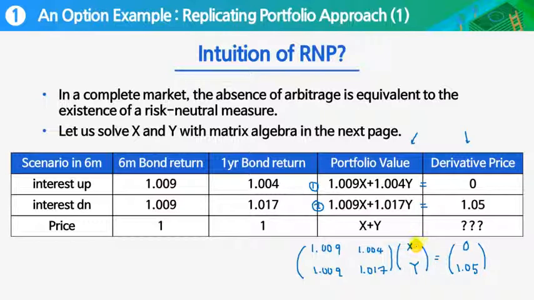So in order to calculate X and Y, you can multiply the inverse matrix of this one to each side. Then you can calculate X and Y. Well, it is a 2 by 2 matrix, so you can easily calculate the inverse matrix. In fact, in Excel, we can do this one much easier. So remember, this matrix is exactly the same as this part of the matrix.